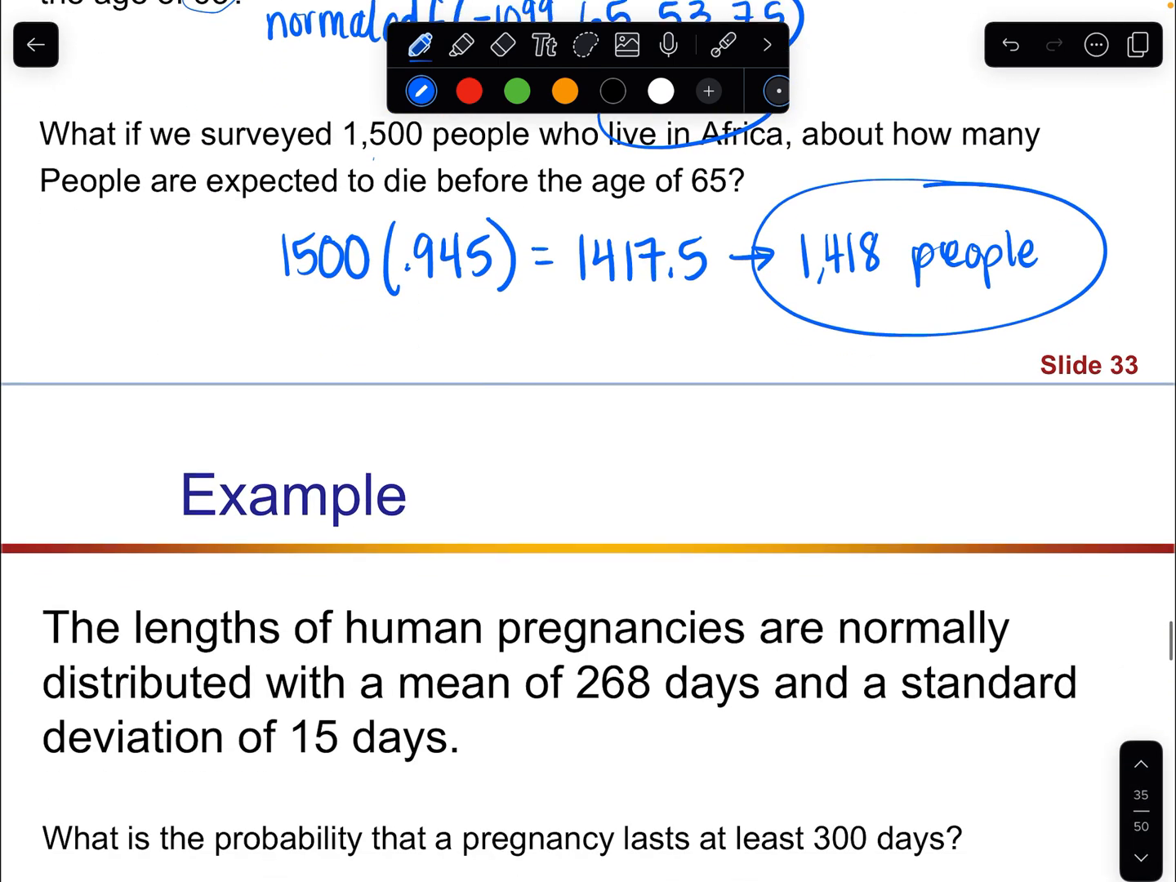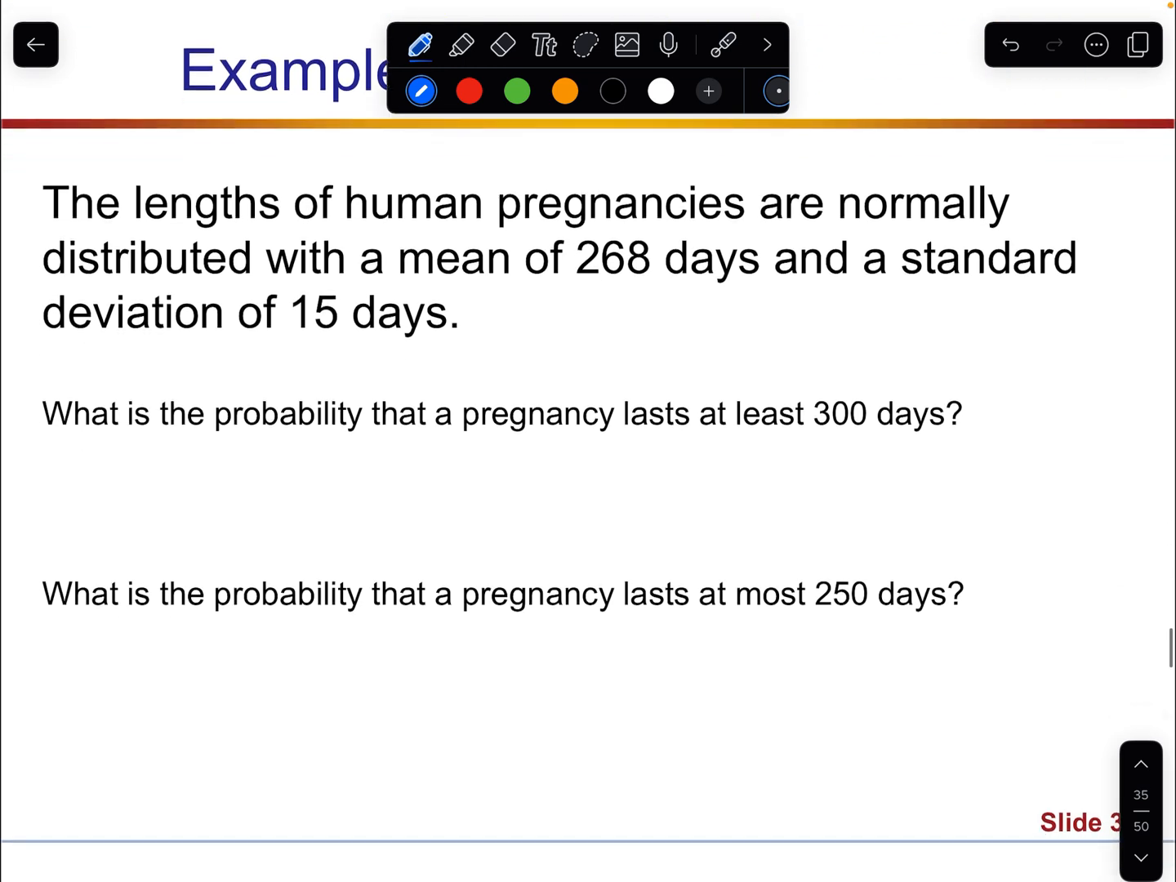The last one I want to talk about here is the lengths of human pregnancy. They're normally distributed. We are identifying that they have a mean of 268 days and a standard deviation of 15, right? Again, most pregnancies fall in that same category of how long they're expected to be pregnant, but some people go a little bit more, some people go a little bit less, and that's why we're going to calculate some of this data.